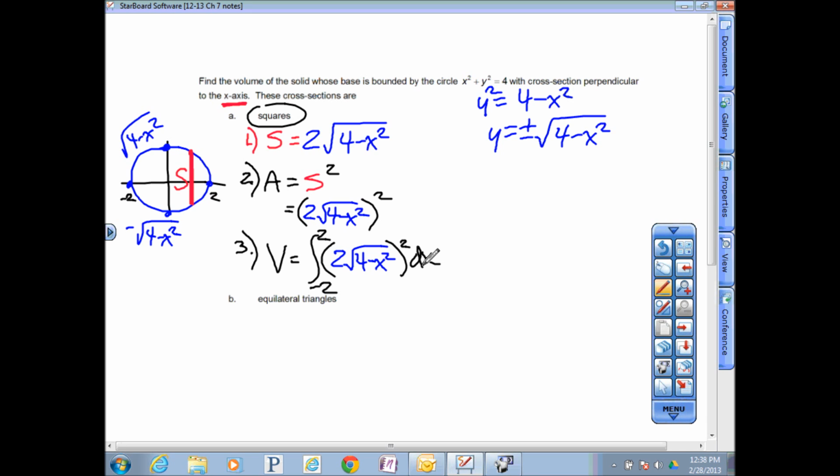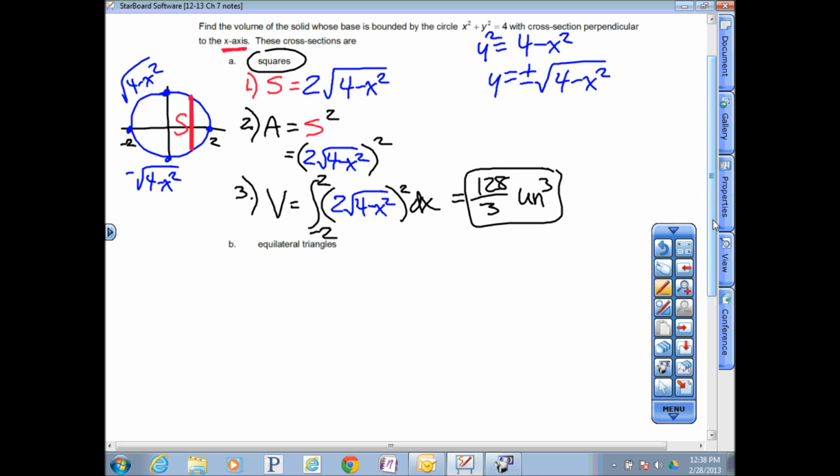And if I clean all that kind of stuff up, I think what we're going to end up having, when I put it in my calculator, is 128 over 3 cubic units. So I don't need any extra pies or anything like that, like I did when I was doing revolution, because we're not doing revolution anymore. We just got this stuff sitting in one place, and I'm using calculus to help me figure it out.